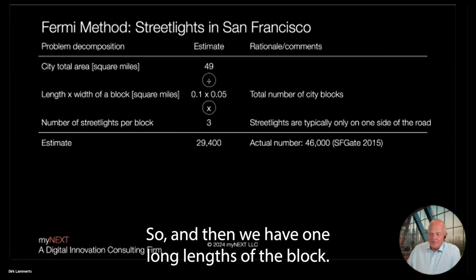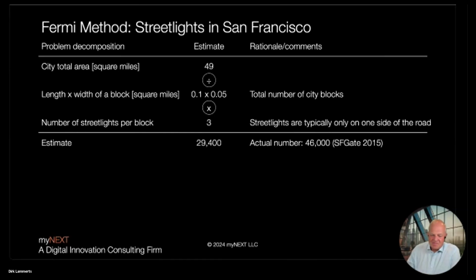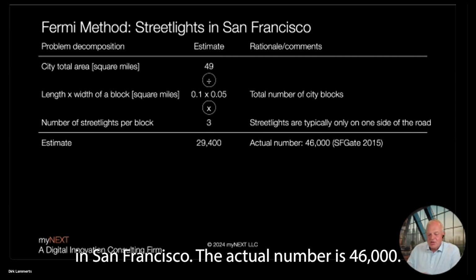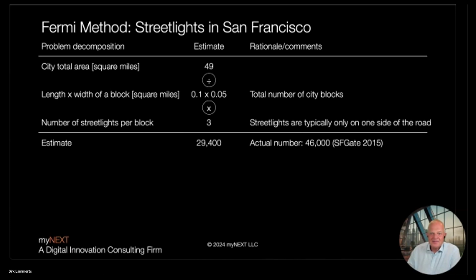So, and then we have one long length of the block. I put 2 street lights there and 1 short, and I put 1 there. So I multiply this with 3. And if you do this, you end up with 29,400 streetlights in San Francisco. The actual number is 46,000. So we come out at within kind of 2x.